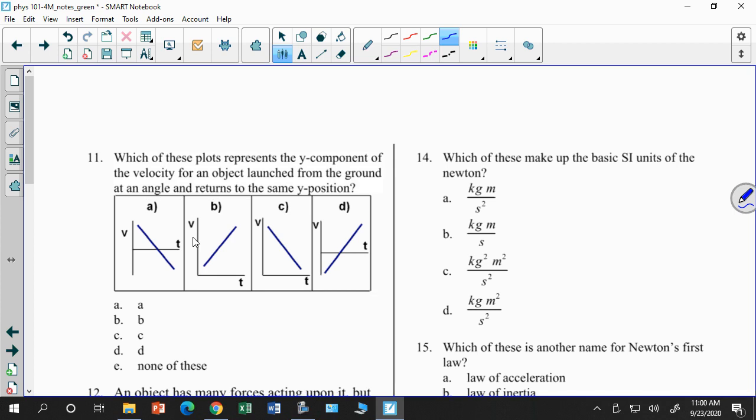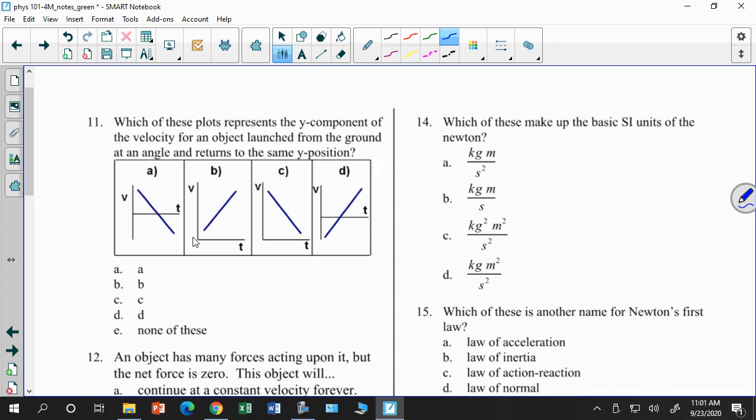You're going to have some questions like number 11, where I ask you to identify the graph that describes the motion for the projectile. Make sure that you're up on that. Let's do this one. This one is the y component of the velocity that returns to the same position. I know it starts with a big positive velocity. At the top, it goes to 0, and then it continues in the negative direction.